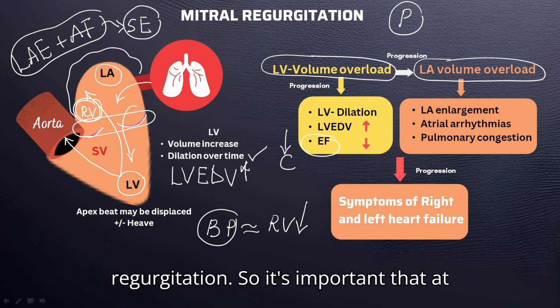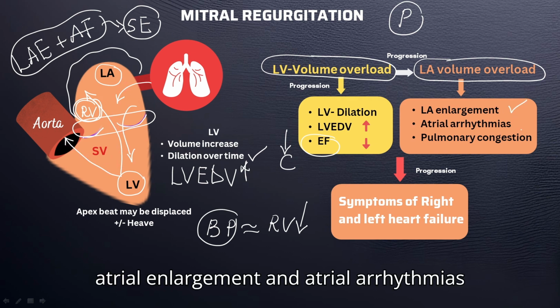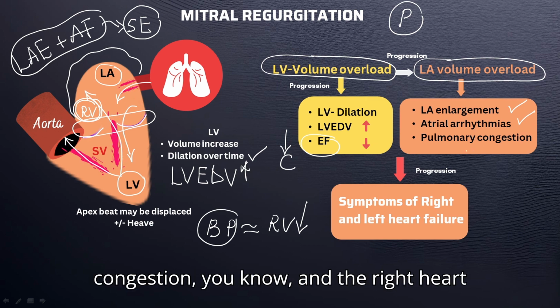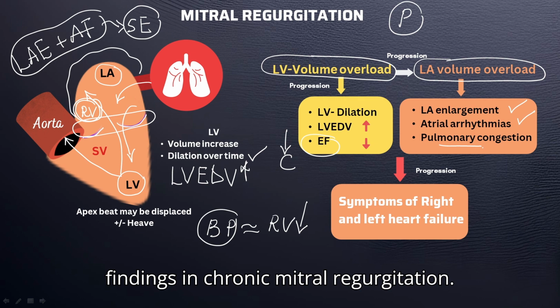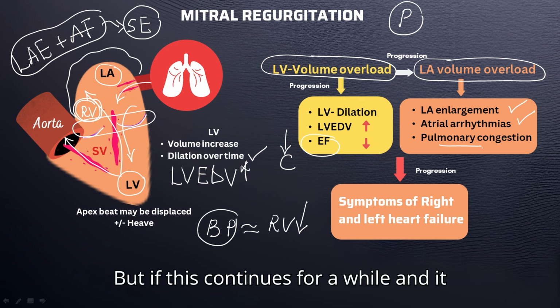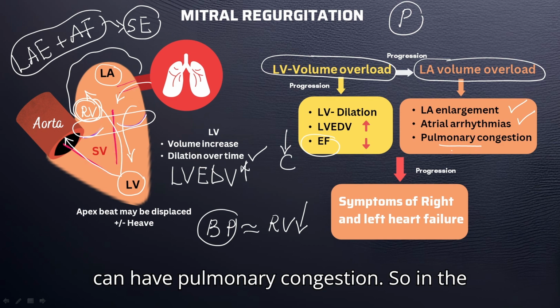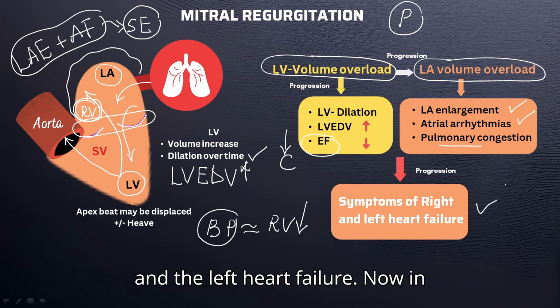So it's important that at some point there's going to be a left atrial enlargement and atrial arrhythmias and even systemic embolism. And I would like to say that pulmonary congestion and right heart failure are usually very late findings in chronic mitral regurgitation. But if this continues for a while and it is not treated, then certainly patients can have pulmonary congestion. So in the end, this leads to symptoms of right and left heart failure.